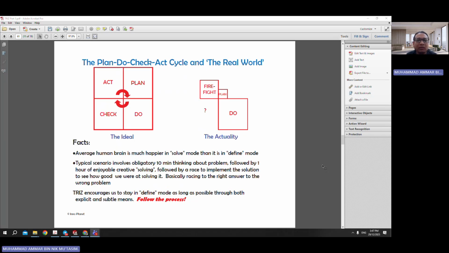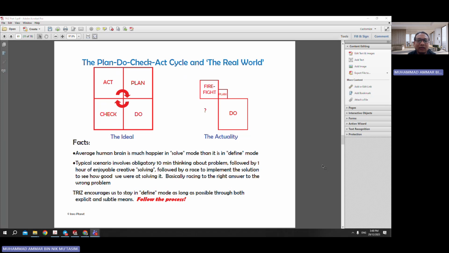Before we go to the example, let's look at the plan, do, check, act cycle in the real world. As you all know, human activities focus mainly on these 4 aspects: plan, do, check, and then act. Ideally, we focus on plan. And then once we have the plan, we do the process and we check whether the process is done. And finally, we act on the information, and we go back to the plan. Okay, that's the ideal.